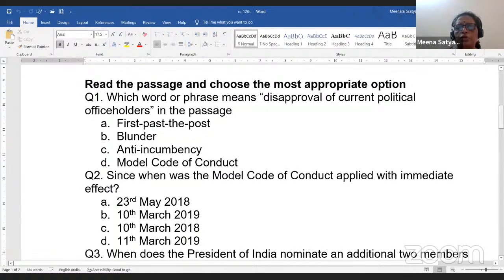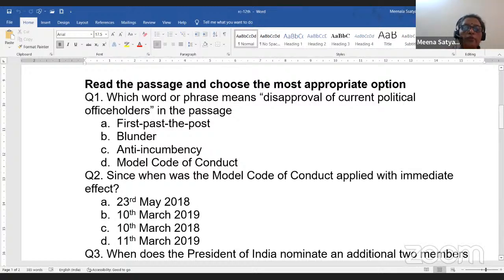Disapproval of current political office holders is the meaning. The choices are: first past the post, blunder, anti-incumbency, model code of conduct. Conduct is behavior.